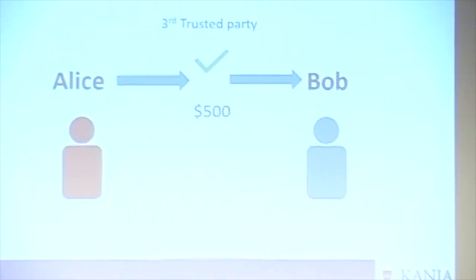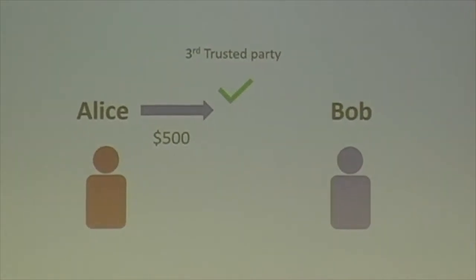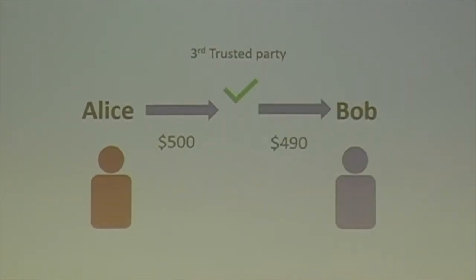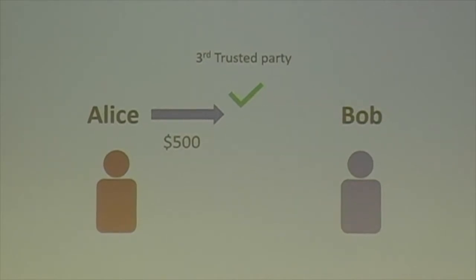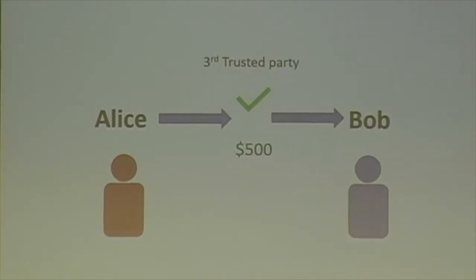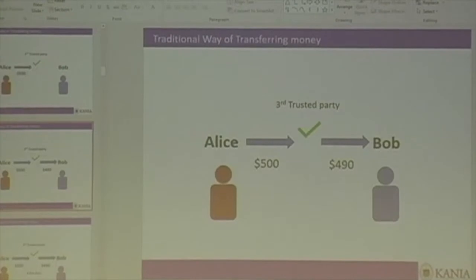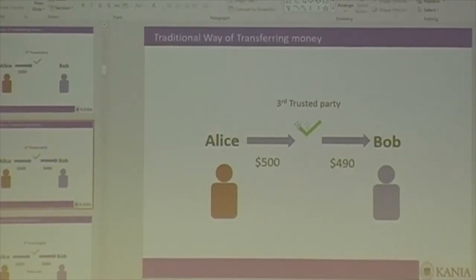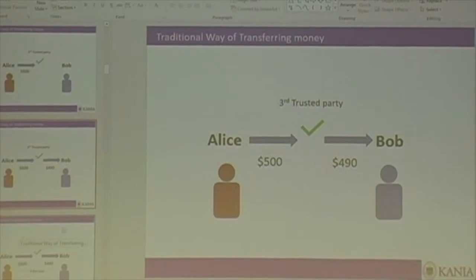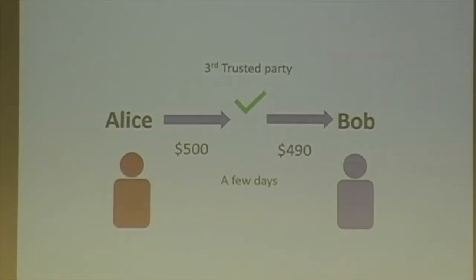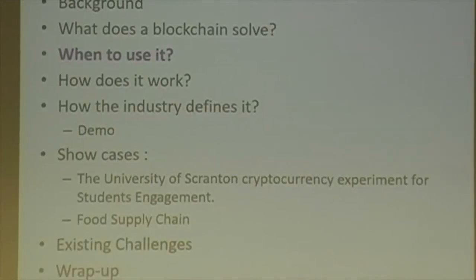So let us look at the example where Alice and Bob want to have a transaction, basic normal things, no problem whatsoever. Alice wants to give Bob $500. How? If she sees Bob, she'll give him $500 and that is that. But today, what happens, as you see here, is I need a trusted third party, like a bank or something. And that will take maybe a few days, after the bank takes some fees.